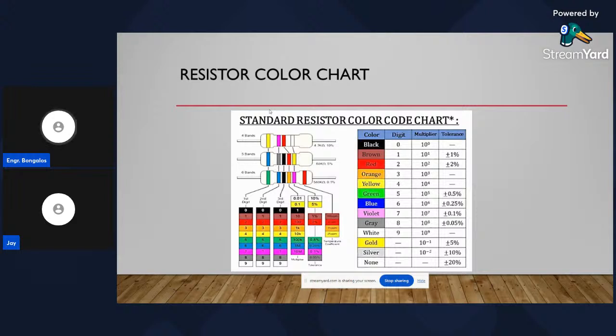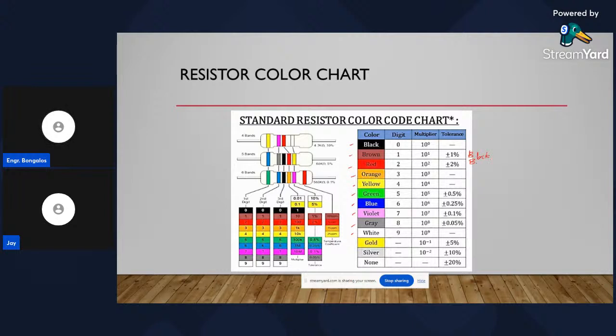Okay, so proceed tayo dito sa resistor color chart. So sa board exam, may mga lumalabas pa rin naman dito kahit papaano. So tandaan lang, kailangan lang natin 'to i-memorize. So black, brown, red, orange, yellow, green, blue, violet, gray, white. So para hindi tayo mahirapan mag-memorize, puwede din naman natin gawan ng mnemonics.